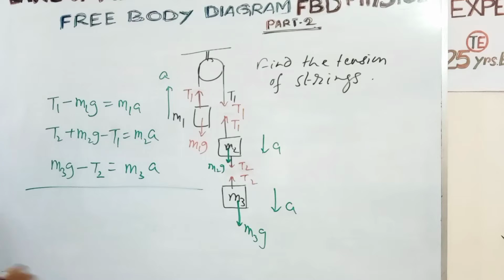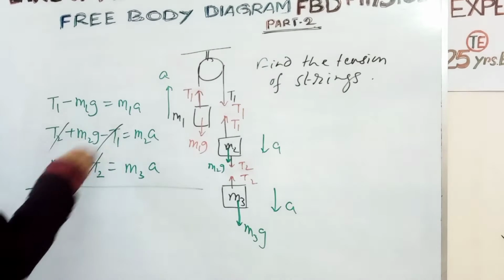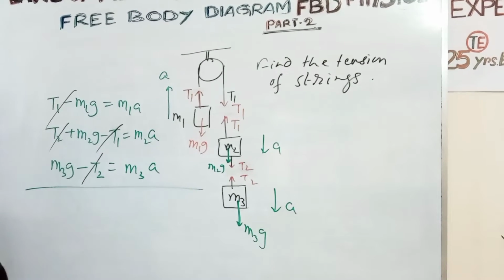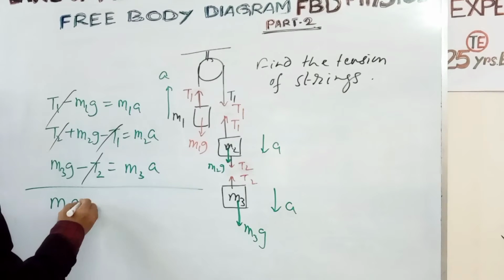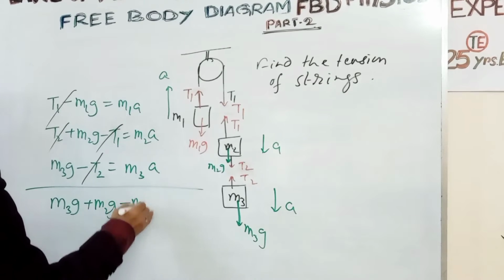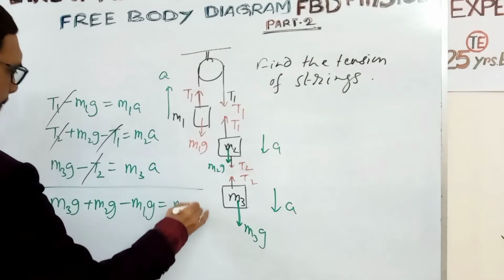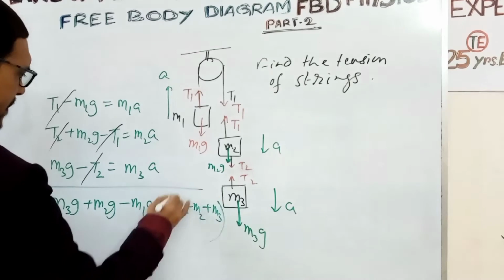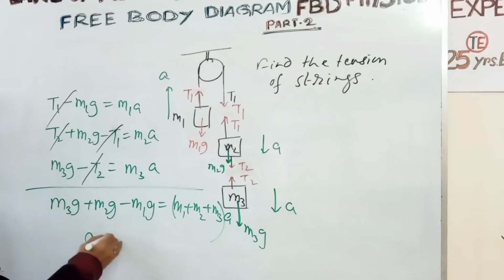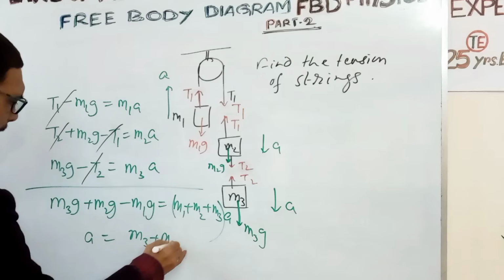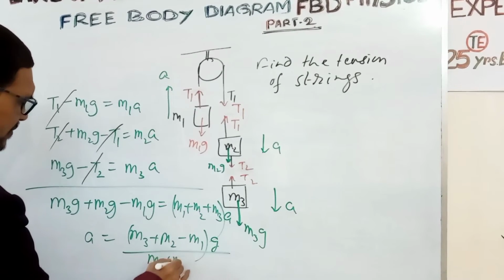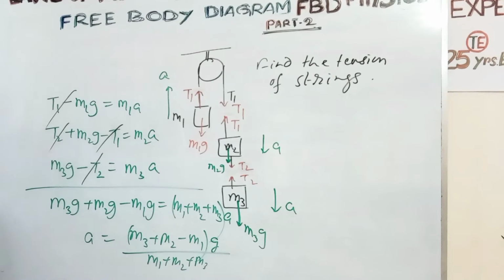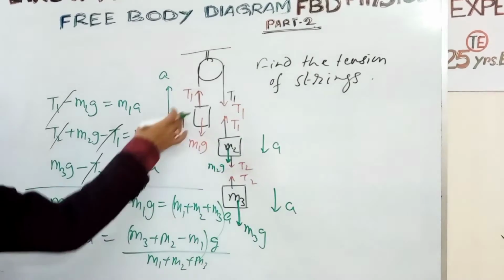These are the equations. Now you add them, T2 cancels, so A equal to M3g plus M2g minus M1g equal to the whole mass of the system into A. So A equal to (M3 plus M2 minus M1)g by (M1 plus M2 plus M3). That is, M2 and M3 will be added and M1 subtracted.